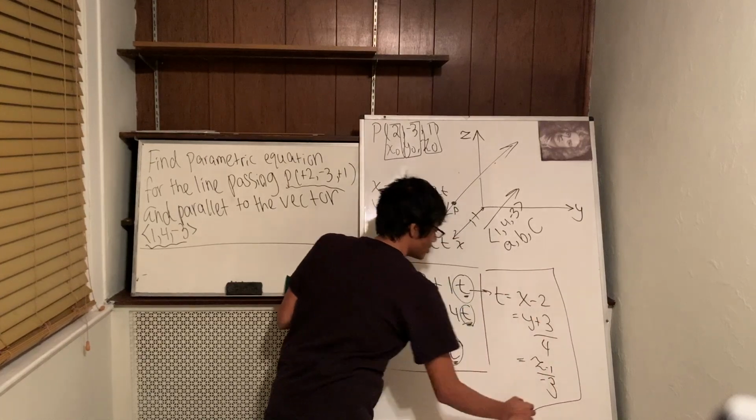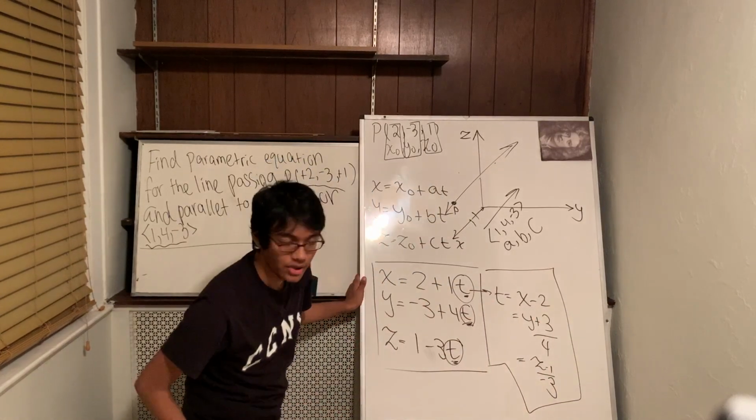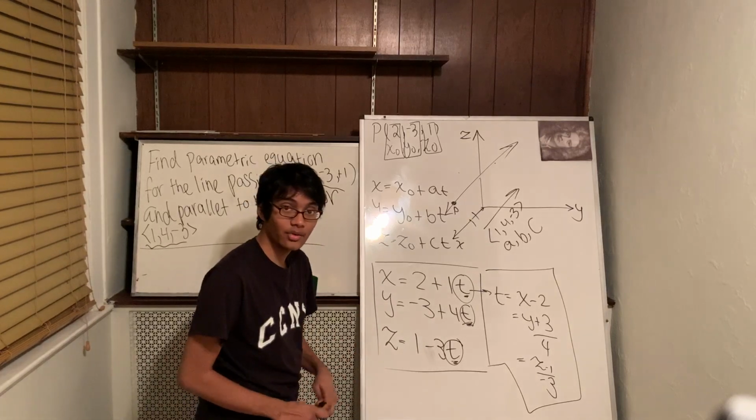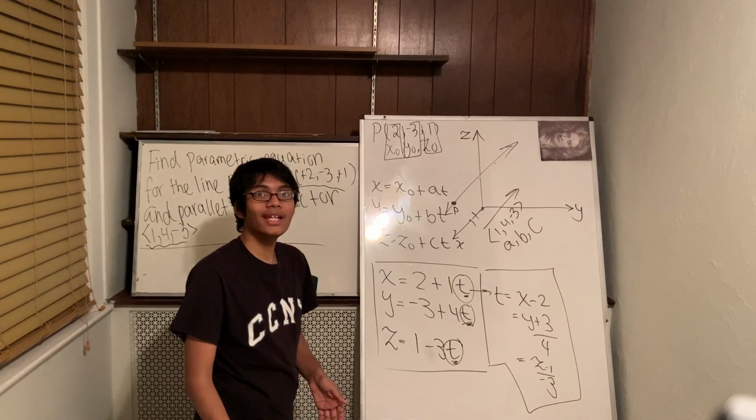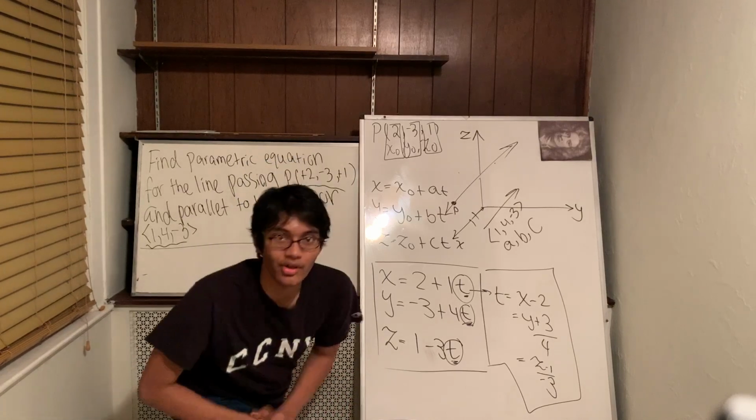And that, ladies and gentlemen, is the symmetric equations. These are the parametric equations, and that's all there is to finding lines in 3D space. We'll see you next time.